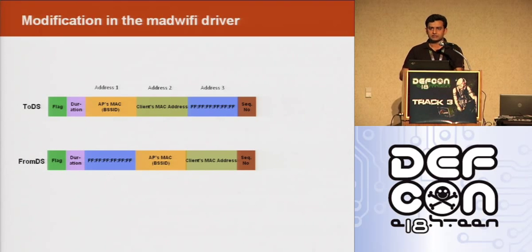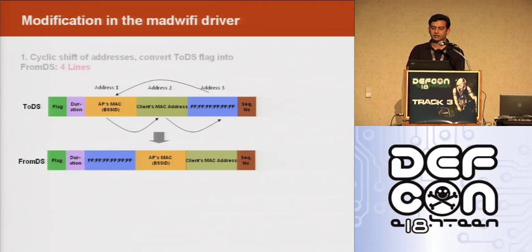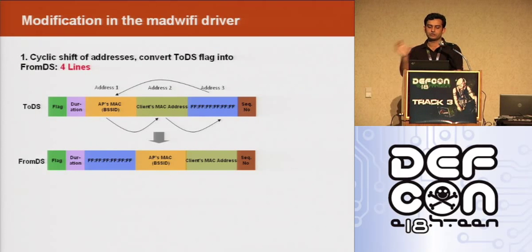But if you notice, there is not much difference between a ToDS frame and a FromDS frame. If you do a cyclic shift, a ToDS frame will become a FromDS frame. You move address 3 to address 1, address 1 to address 2, and address 2 to address 3, and it will become a FromDS frame, right? This requires 3 lines of code, and 1 line of code to change the ToDS flag to the FromDS flag. So in 4 lines of code, you can actually convert a ToDS packet into a FromDS packet.